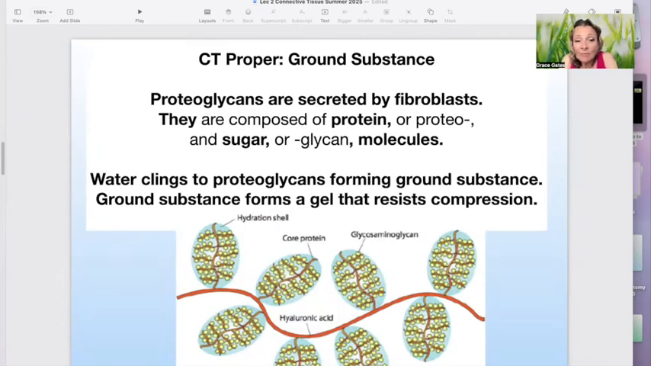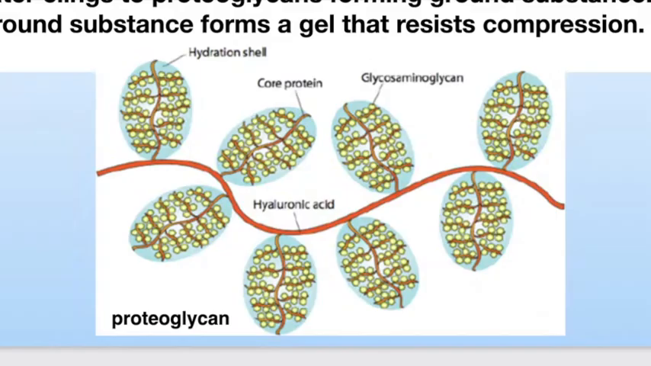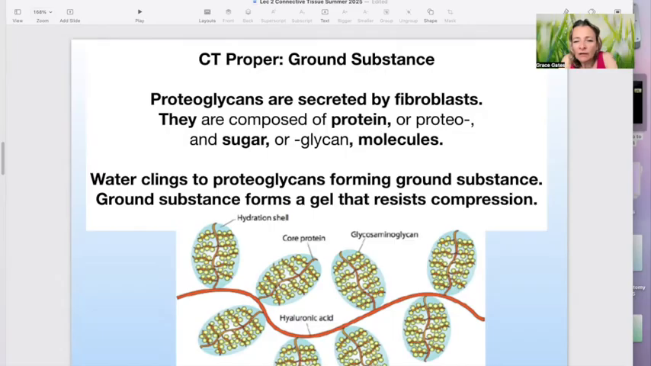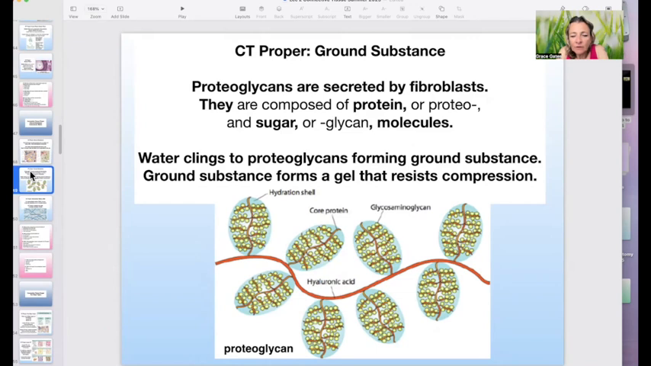Proteoglycans are secreted by fibroblasts. They're composed of protein, that's the proteo part, and sugar, that's the glycan part, molecules. They act as a sort of sponges for water. Water clings to the proteoglycans, forming the gel-like ground substance. The ground substance is very good at resisting compression. You know, think of a gel, like if you have gel inserts in your sneakers or something like that, and they resist compression.